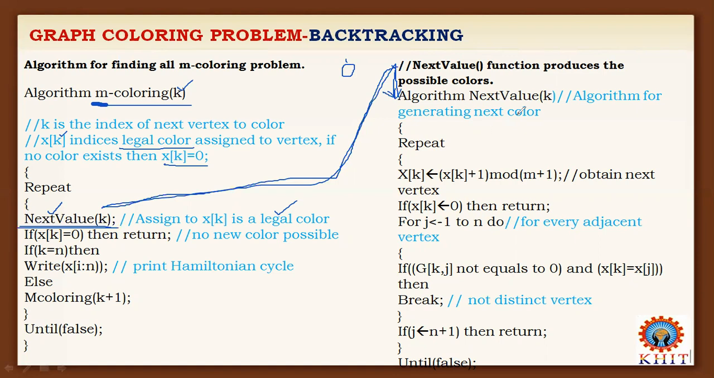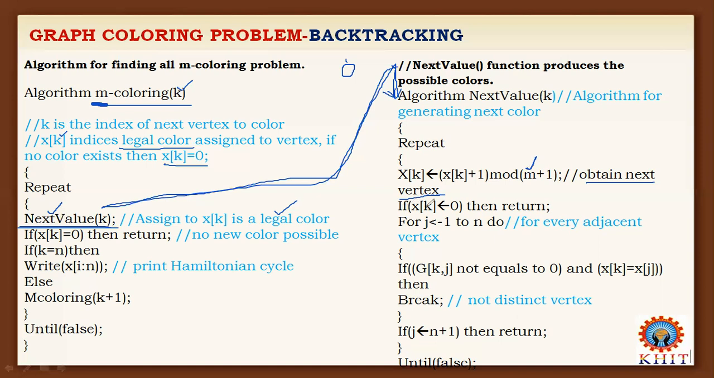So let me discuss here. If you want to obtain a new color or next color for the given vertex, you have a formula, that is x of k equal to (x of k plus 1) mod m plus 1. M is nothing but the degree of the given graph plus 1. That means the maximum number of colors required to color the given graph depends on the degree of the given graph, that is M or D.